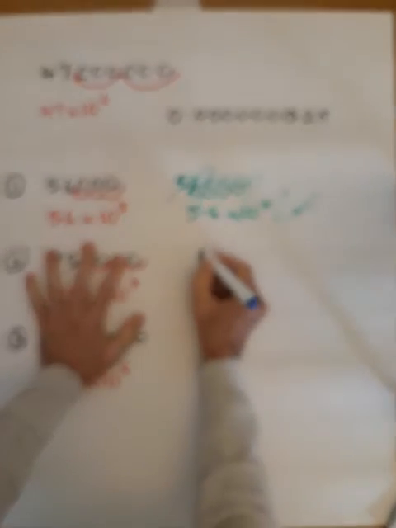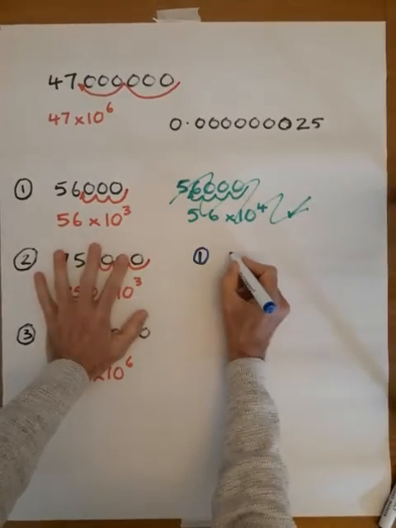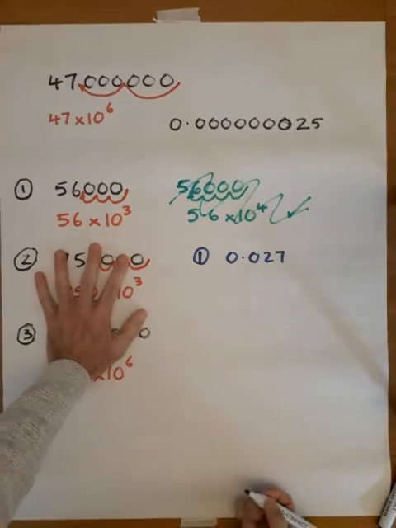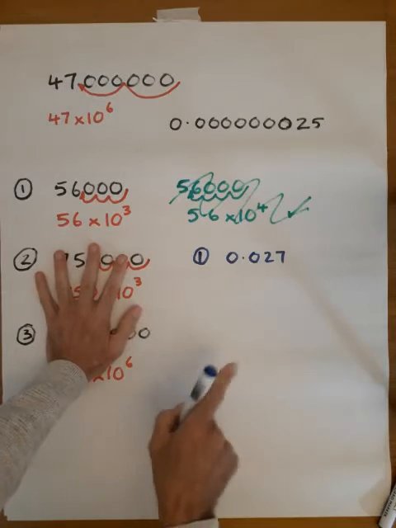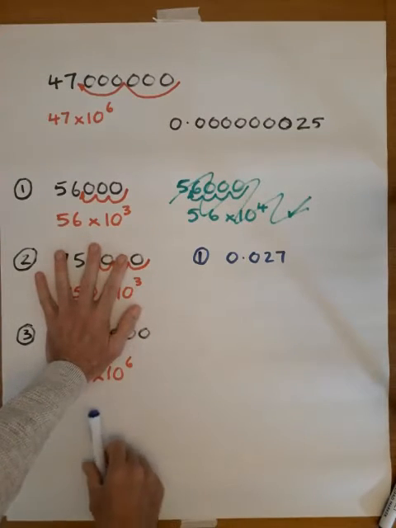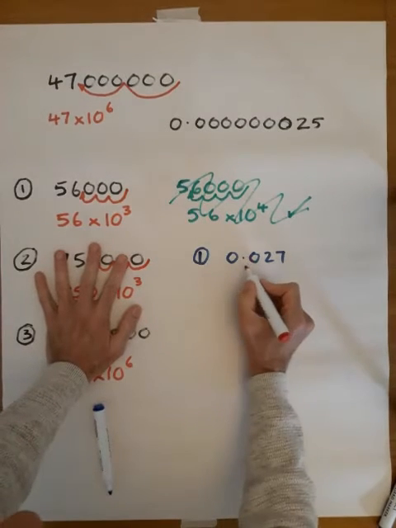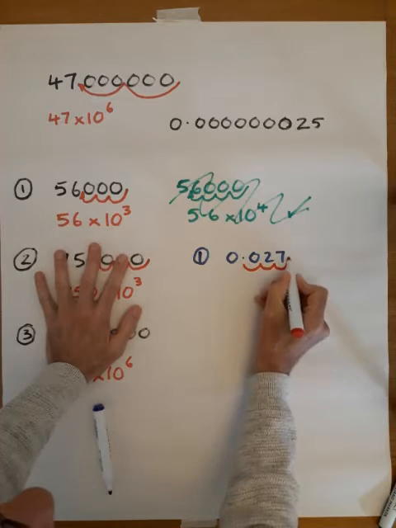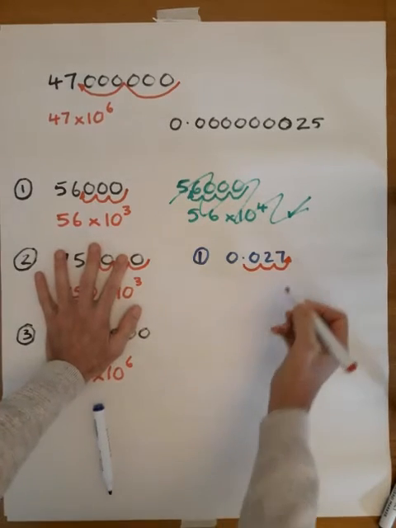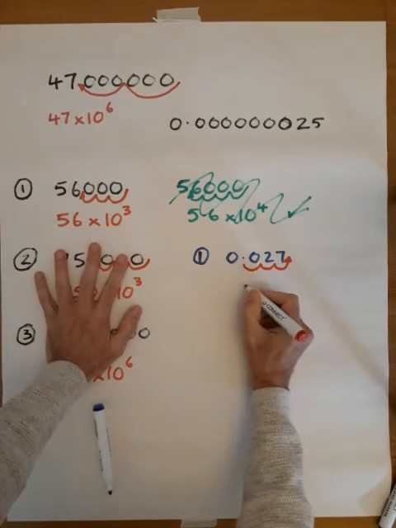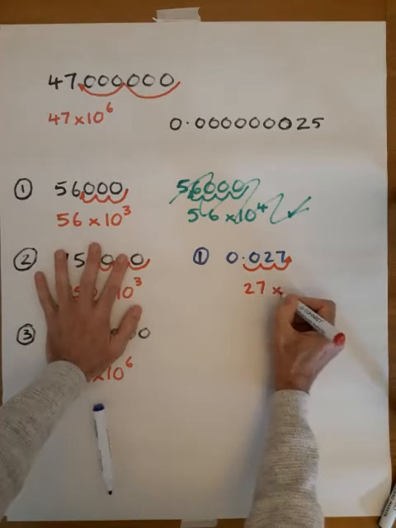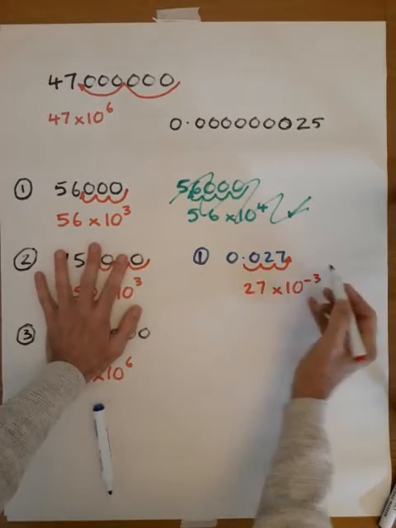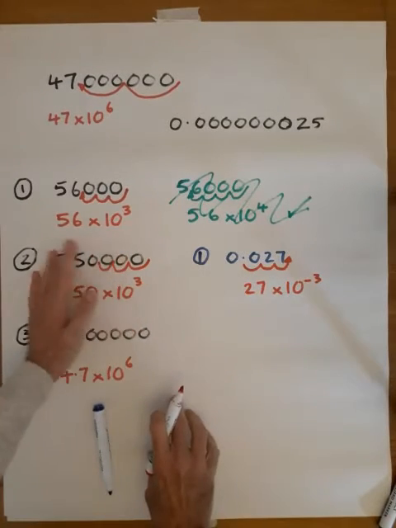So, number 1, how about 0.027? We're now going to move the decimal point, or count the other way from the decimal point. So we're going to go back from there. 1, 2, 3, and my new decimal point is going to sit after the 7. So my number is going to be 27 times 10 to the minus 3. Numbers which are less than 1 will have a minus index.